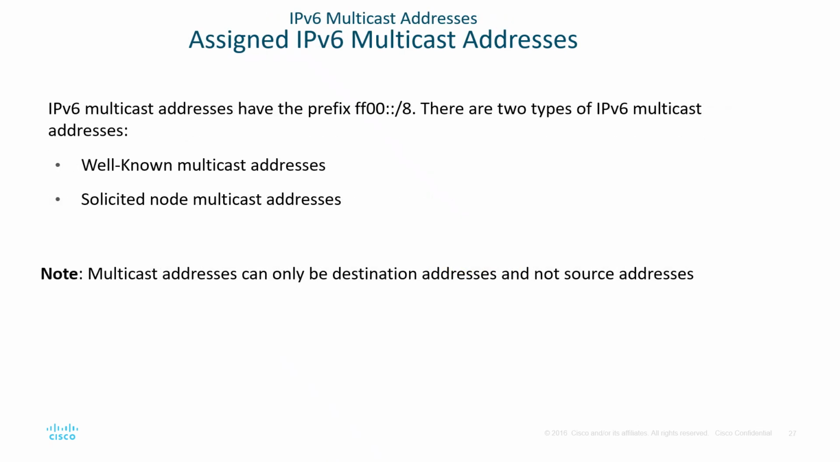So IPv6 multicast addresses have the prefix of FF00::/8. There are two types of IPv6 multicast addresses. There are well-known multicast addresses, and there are solicited node multicast addresses. Again, noting that multicast addresses can only be destination addresses and not source addresses. Source addresses are always going to be unicast. There is only ever one source generating a piece of information, regardless of how many destinations it is going to.